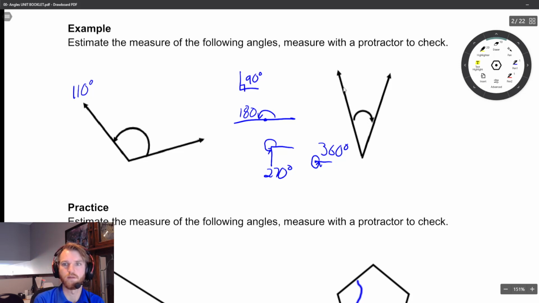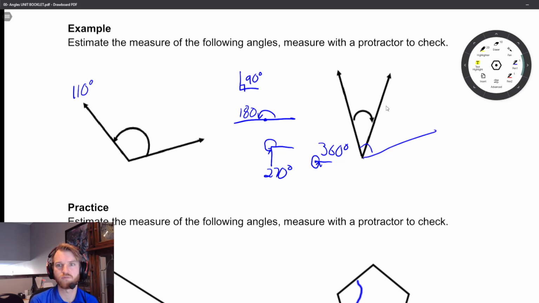Okay, 90 degrees would make like an L shape like this. That would be 90 degrees. Halfway between 0 and 90 would be 45, and this looks like it's close to halfway, but maybe not quite, so I'm going to estimate that this one's 40 degrees.